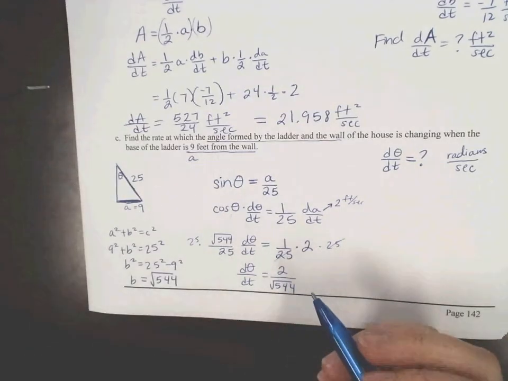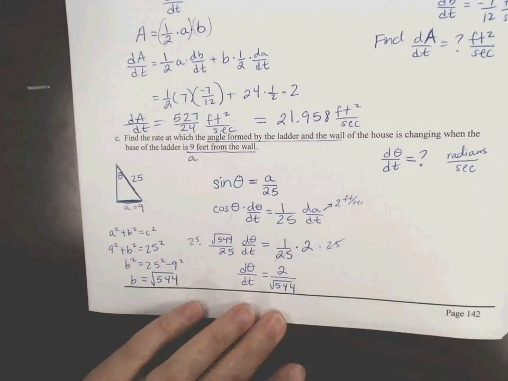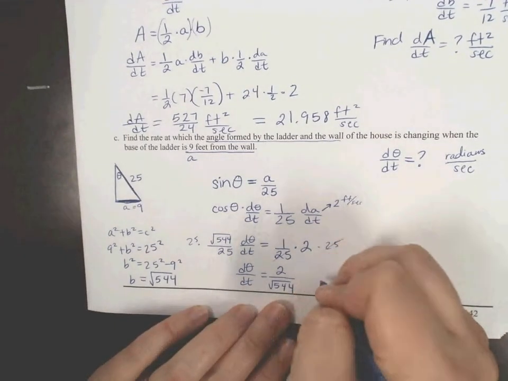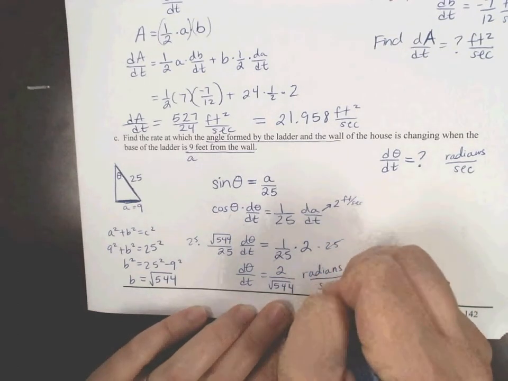And I could use my calculator to get a decimal of that, but sometimes this won't be a calculator problem, and sometimes I can leave it like that also if it's a free response question. And this is radians per second.